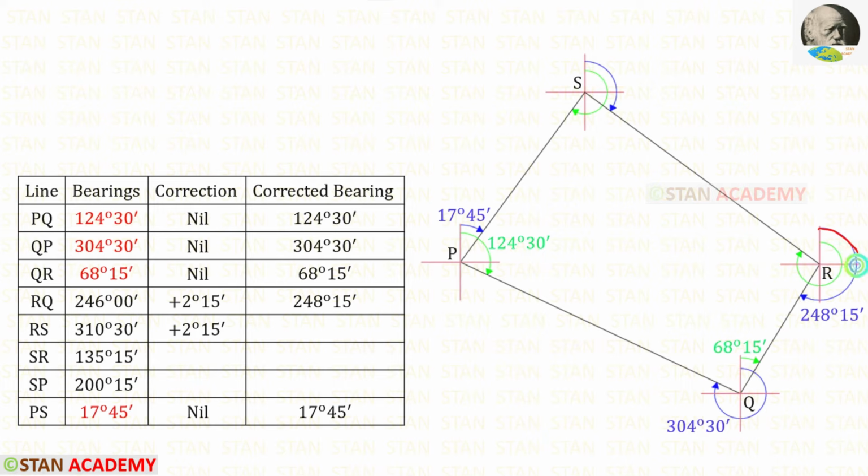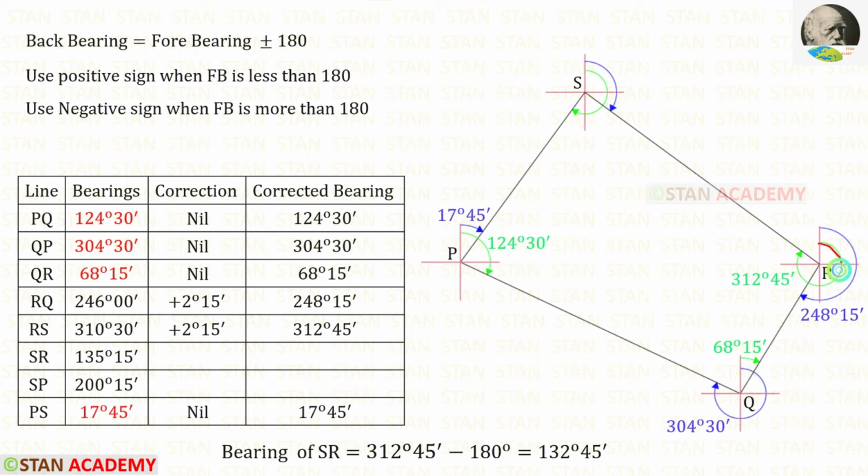We know that the bearings RQ and RS are taken in the same station R. So the same correction which we got in RQ should be applied in RS also. When we add these two angles, we will get 312 degree 45 minutes. Let us enter that. Now using this fore bearing, we can find the back bearing SR.